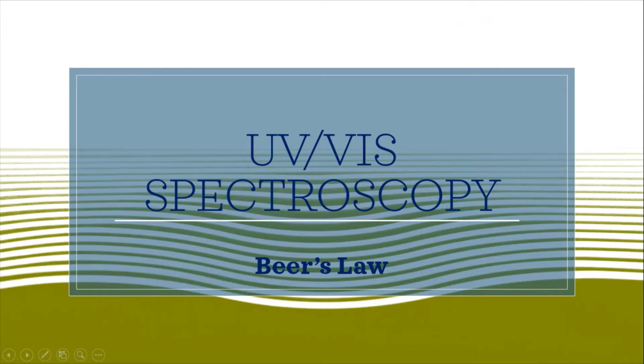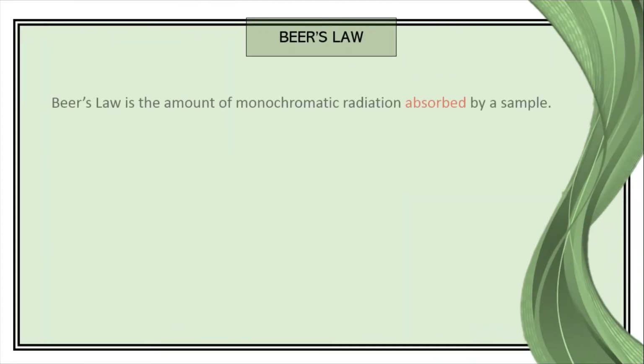Hi, this video gives you a quick overview of Beer's law and its simple application in single analyte analysis. Beer's law is defined as the amount of monochromatic radiation absorbed by the sample. It is a powerful technique for analysis of samples in the chemistry lab. Sometimes you are dealing with an unknown concentration of sample in a chemistry experiment.